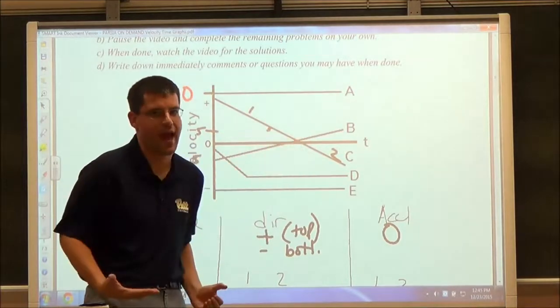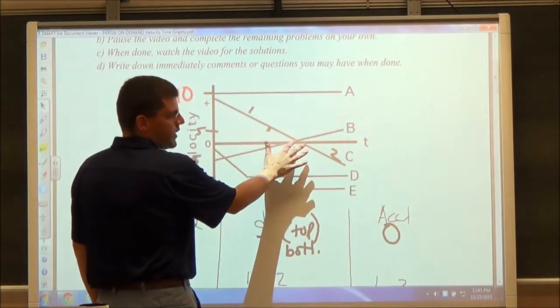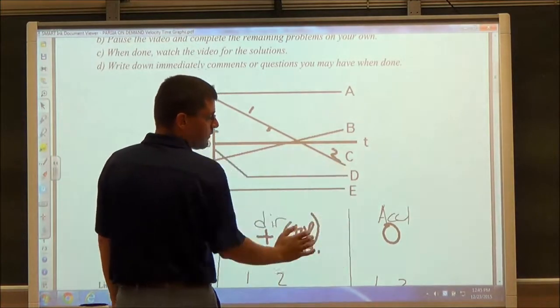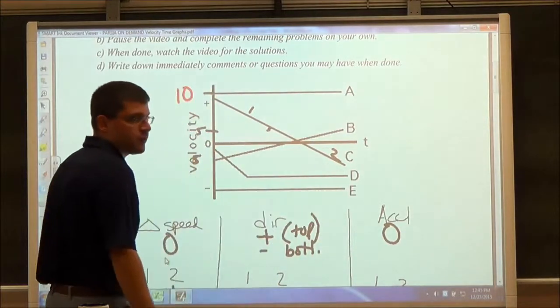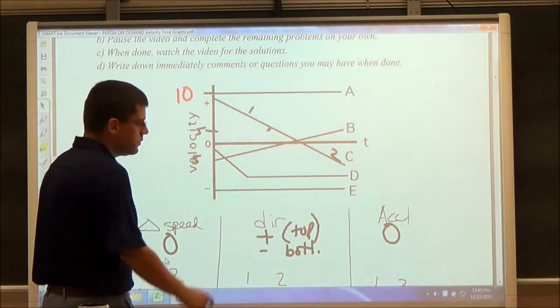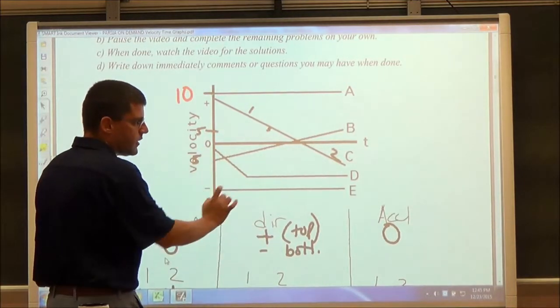Notice I keep saying that, just by looking at this. Negative slope, negative acceleration. Positive slope, positive acceleration. This piece right here, negative slope, negative acceleration. We'll come back to that in a minute.